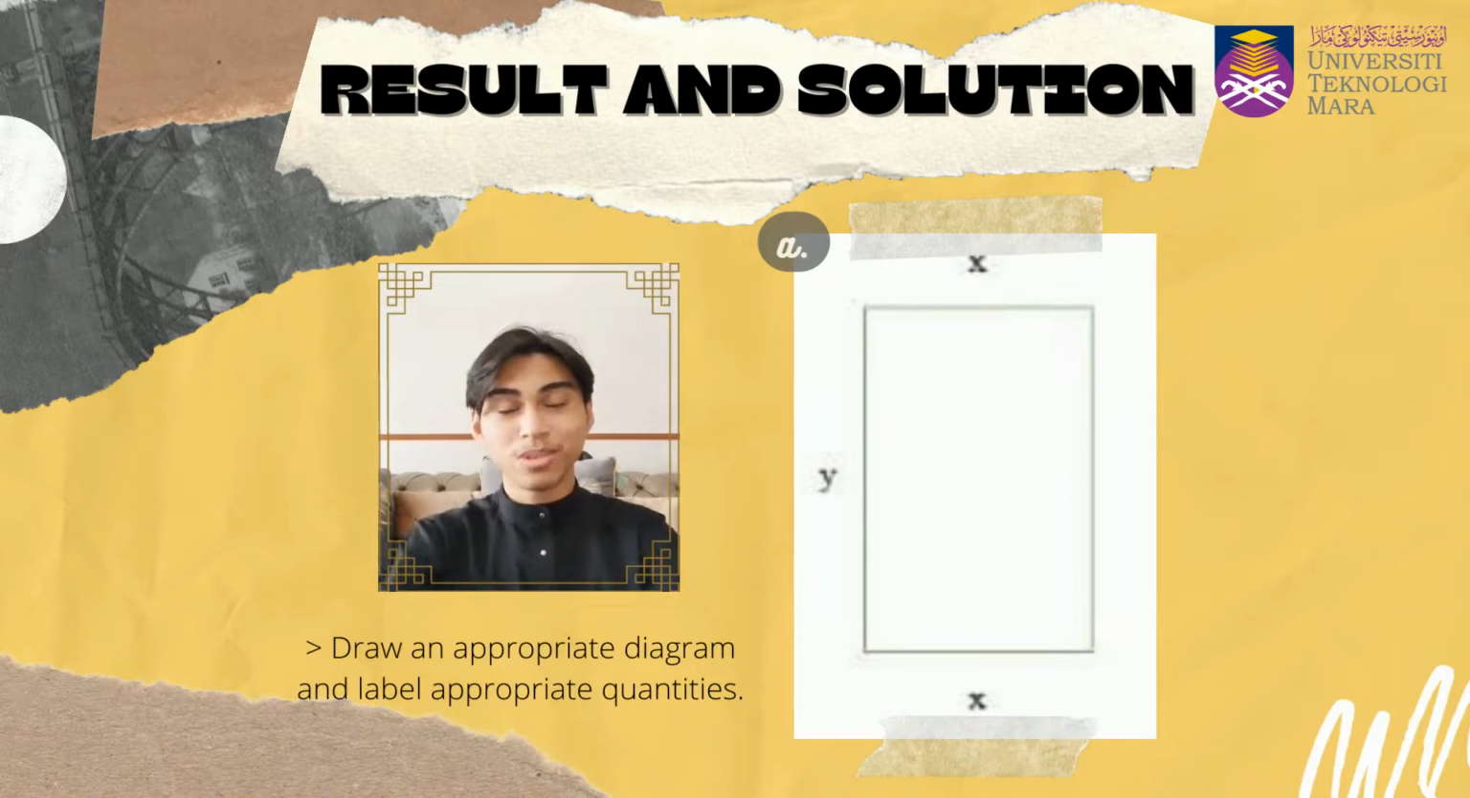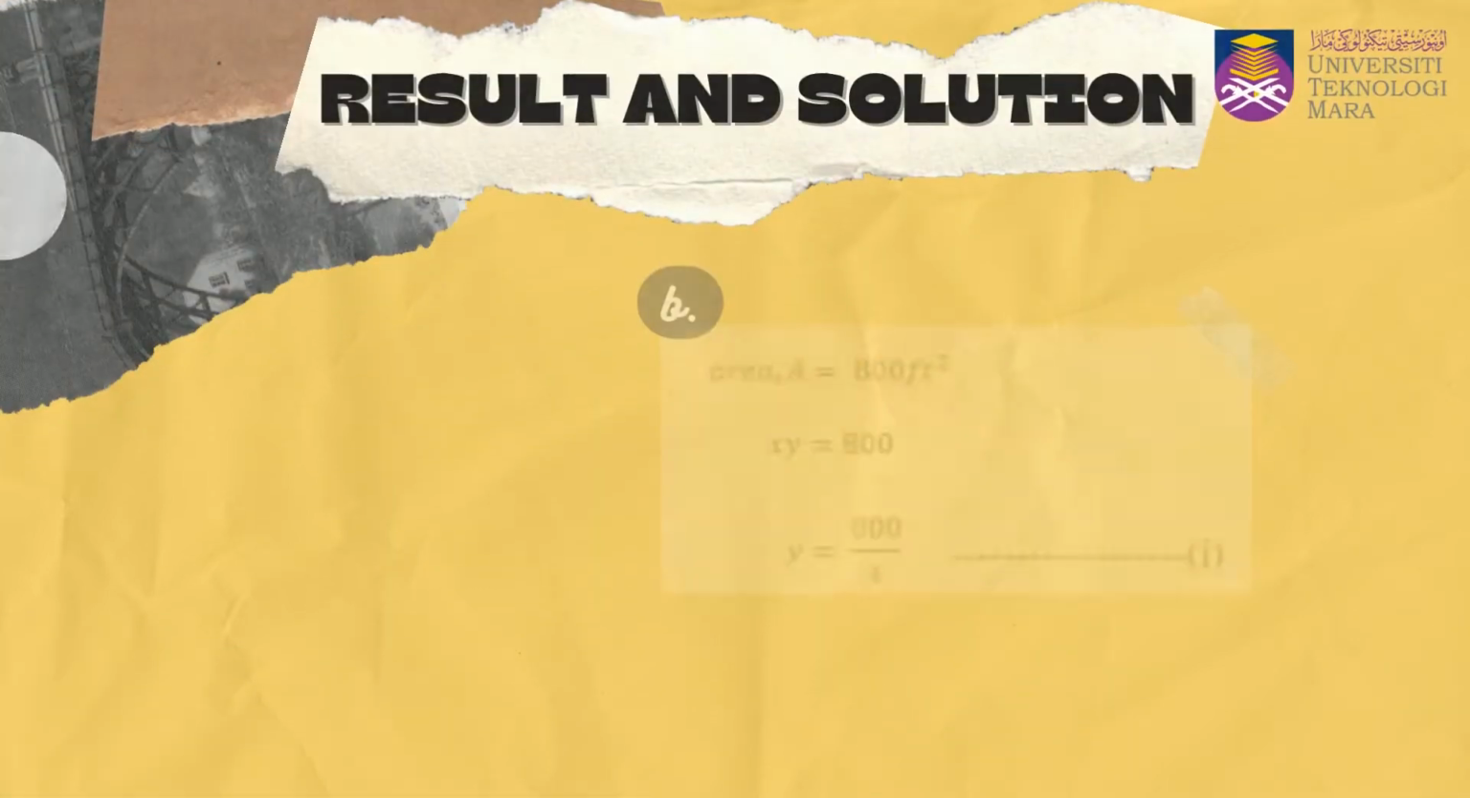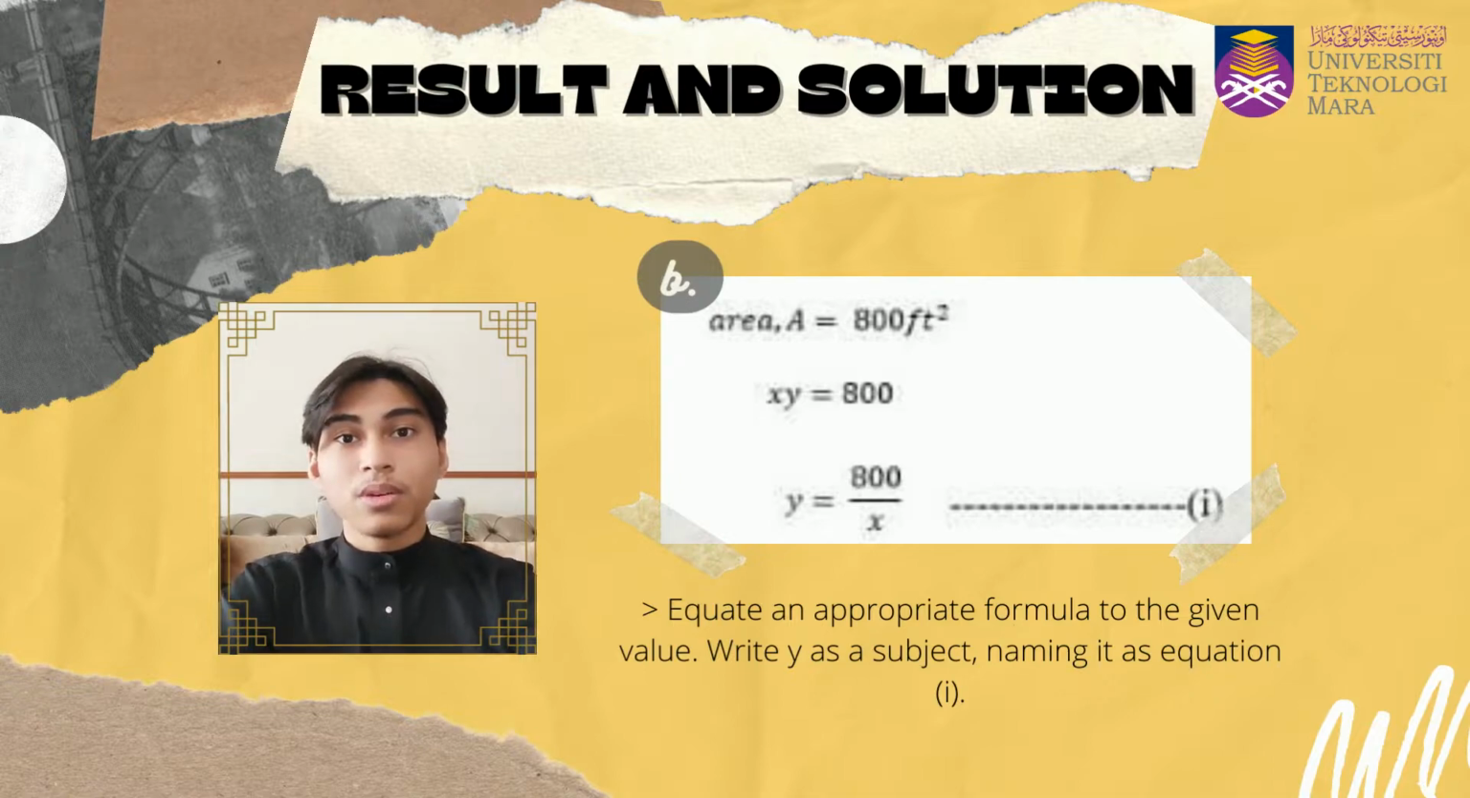Hello, my name is Nur Zafan and I will be explaining the result and solution. In this part, I'm going to show you how to calculate the dimension that will minimize the length of fence used by following the methodology that has been mentioned previously. The first step, step A, is to draw an appropriate diagram and label appropriate quantities. For this problem, the diagram is a rectangular shape and the sides for fences are labeled as x and y. For the next step, step B, we are going to equate a formula to a given value.